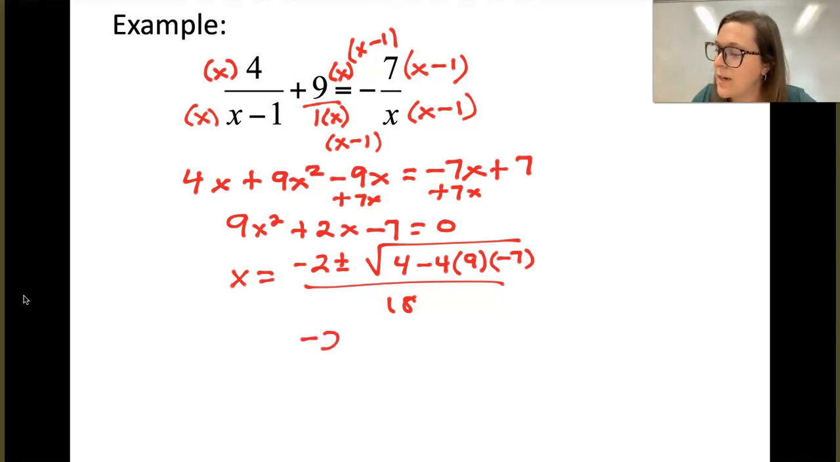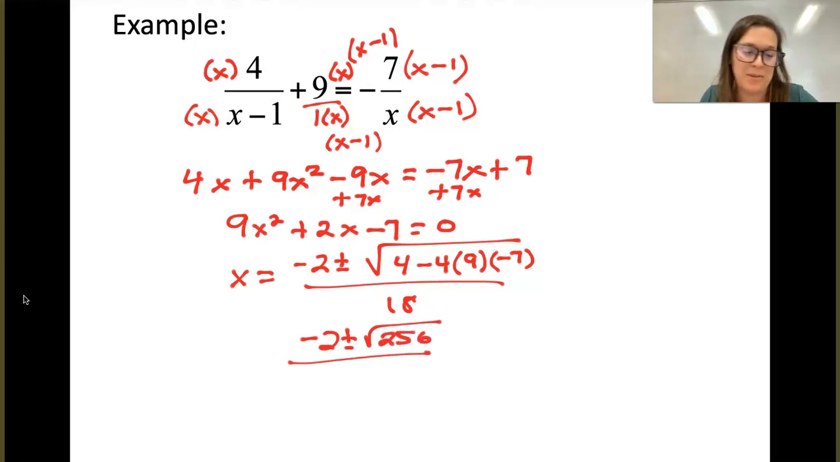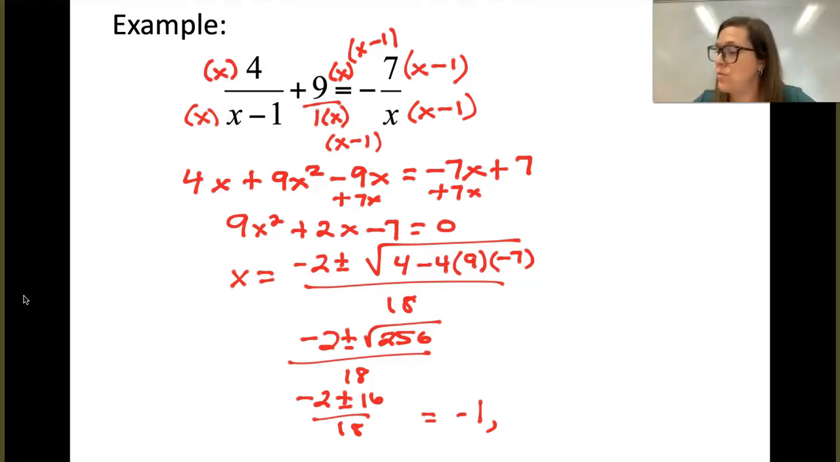256. Ooh, this one was factorable too. Shame on me for not trying. That's okay. Square root of 256 is 16. So now I have -2 plus or minus 16 all over 18. So -2 minus 16 is -18. Divided by 18 gets us -1. -2 plus 16 is 14. 14 over 18, I can take out 2, so that would be 7/9.